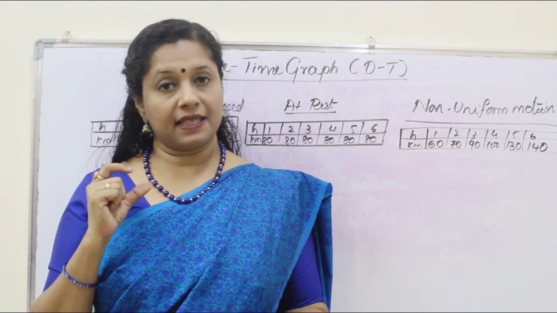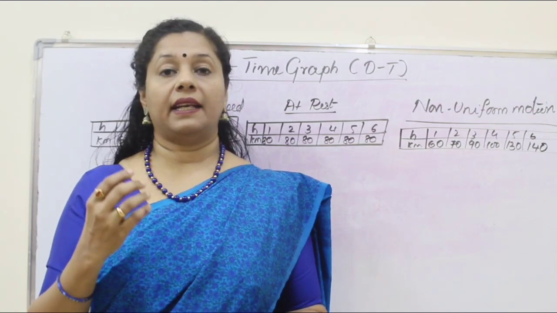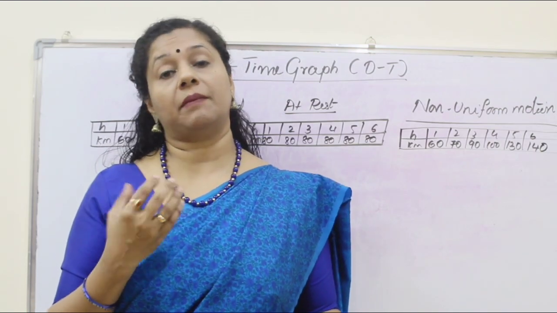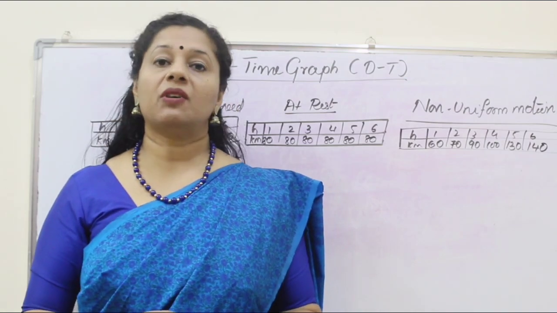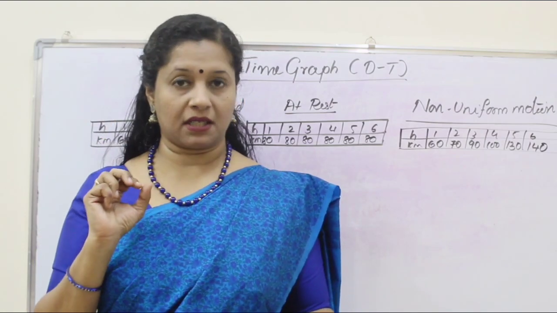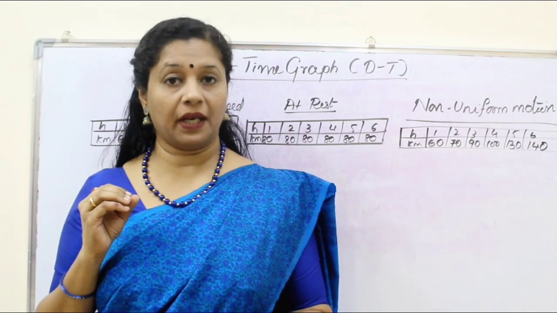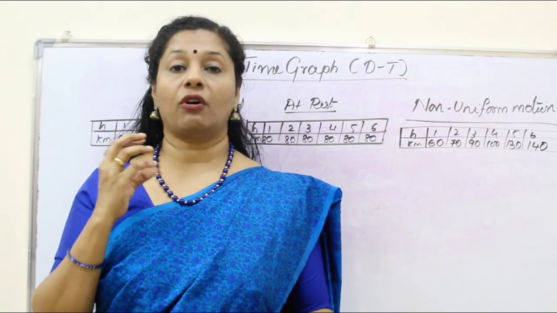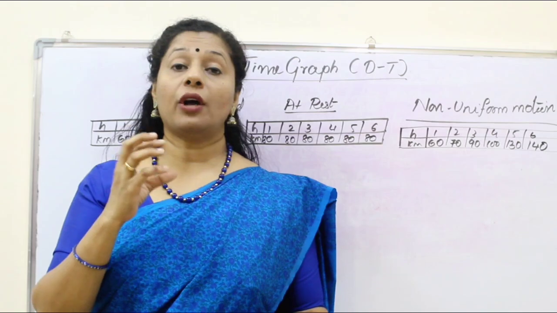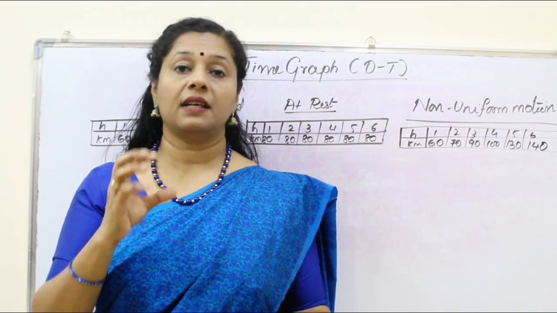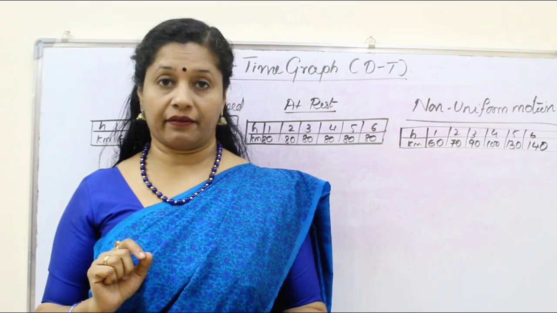In case of distance time graph, we can find out three things from this graphical representation, because we know graphs are very easy to depict. First, we can find out the type of motion the body is showing. Whether it is uniform motion or non-uniform motion or if it is at rest, everything can be seen by the graph.